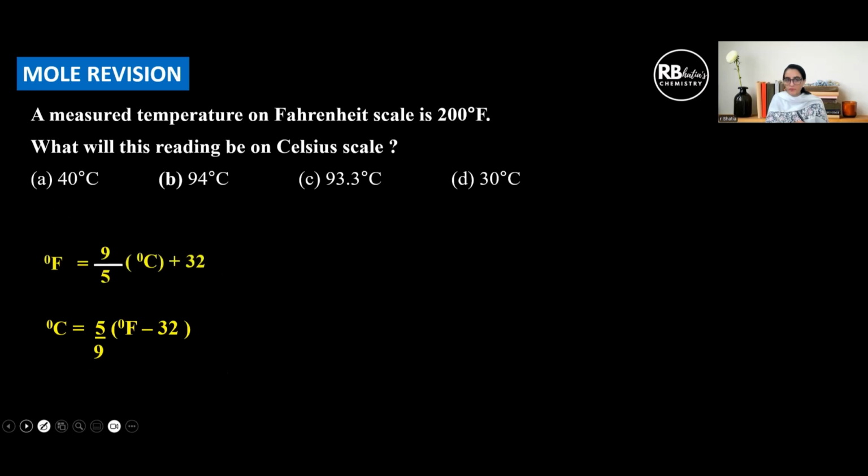What formulas are you going to use? Degree F is 9 by 5 degree C plus 32, or degree C is 5 by 9 into degree F minus 32. We have been given the temperature in degree F. So what are we going to do? We want degree C: 5 by 9 into 200 minus 32. Solve this and check your answer. So on solving this, you're going to get your answer as 93.3 degrees C.